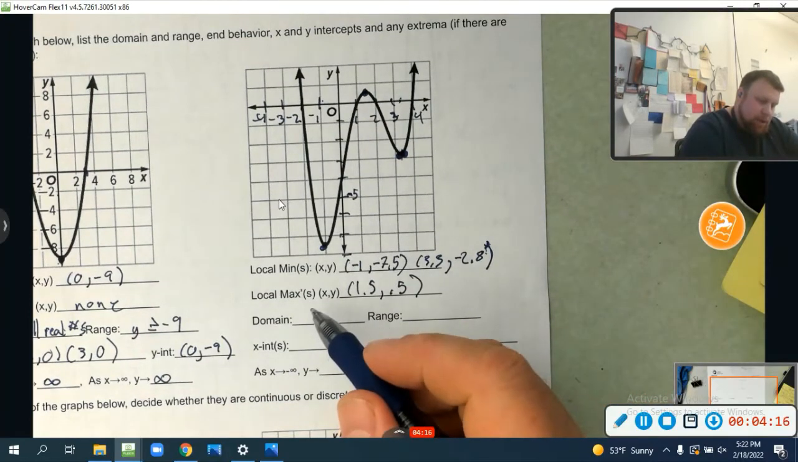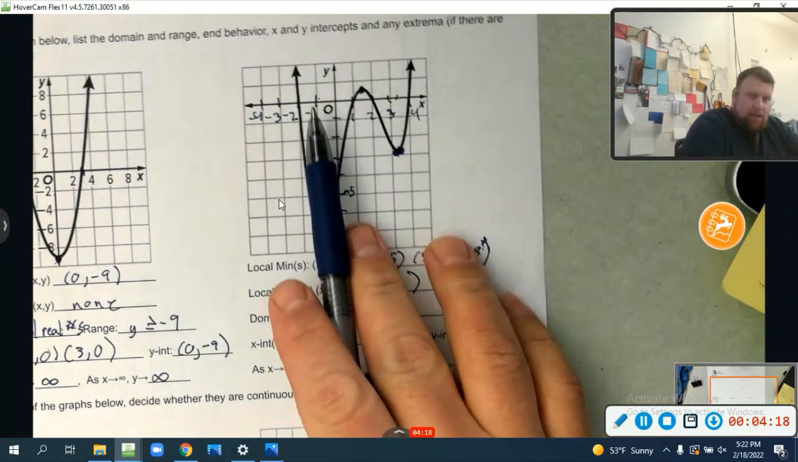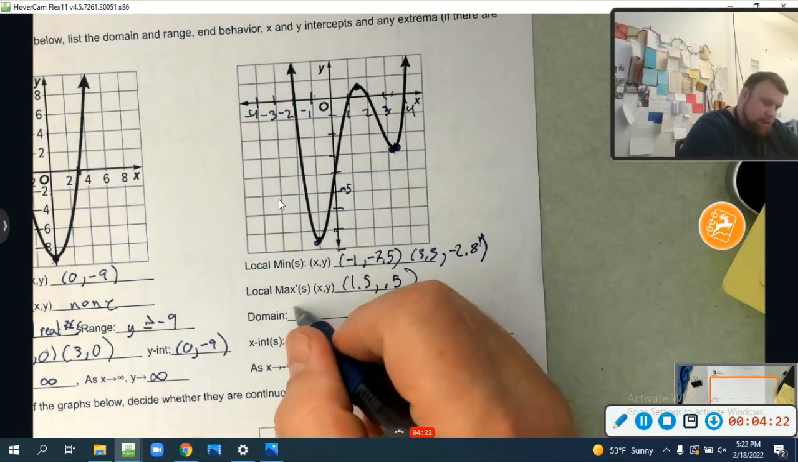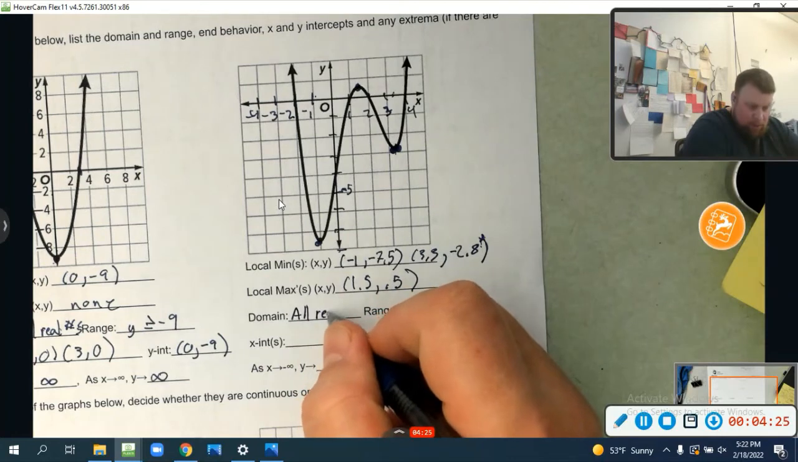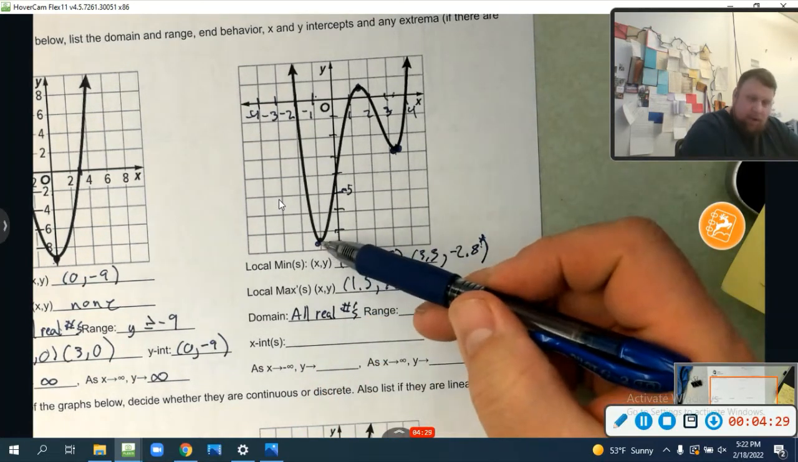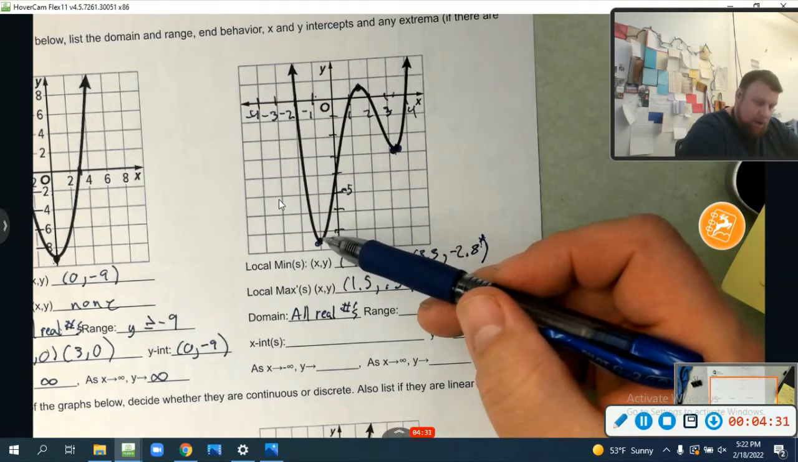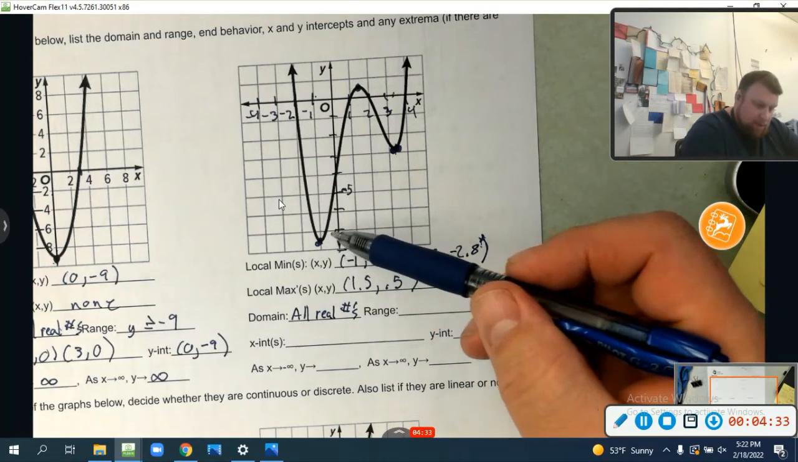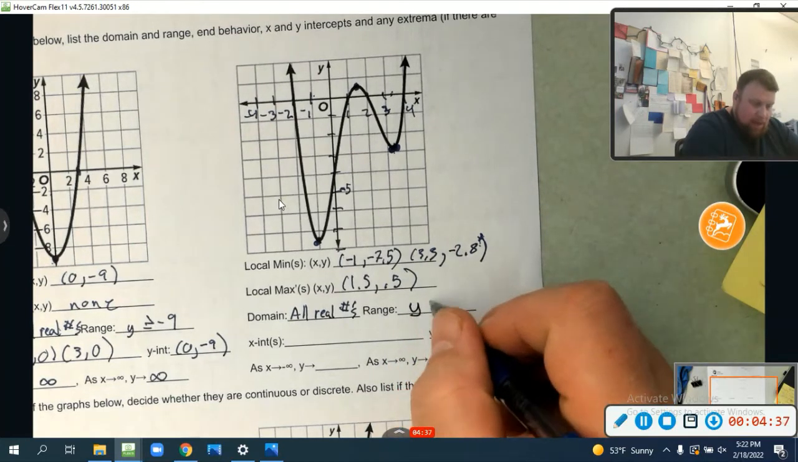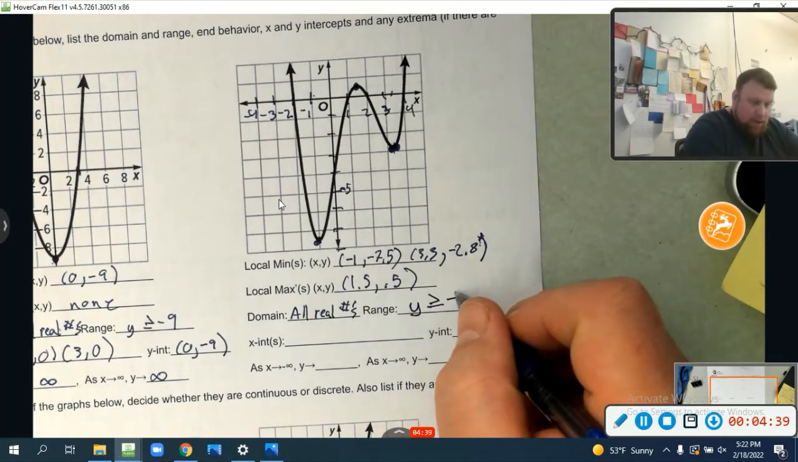All right, domain and range. Let's look at domain. Again, it's going up at a slant, so x is still all real numbers. My range, I have to go down to my absolute minimum right here, which we estimated to be -7.5. So we're going to say y has to be greater than or equal to -7.5.